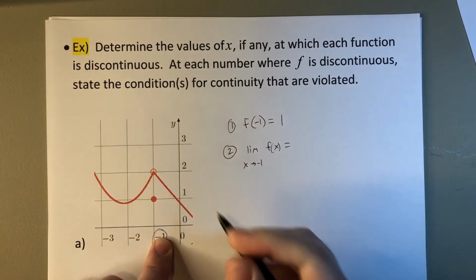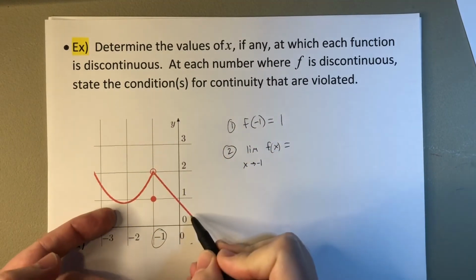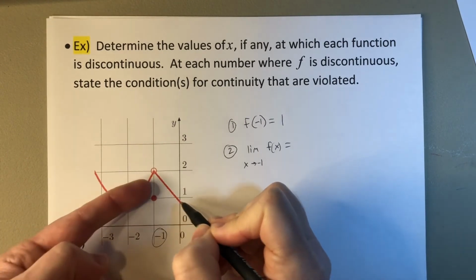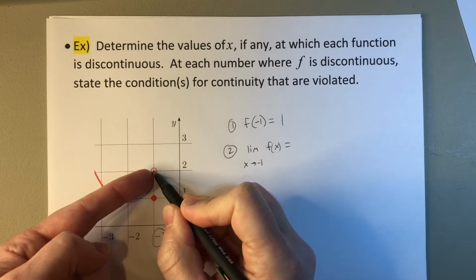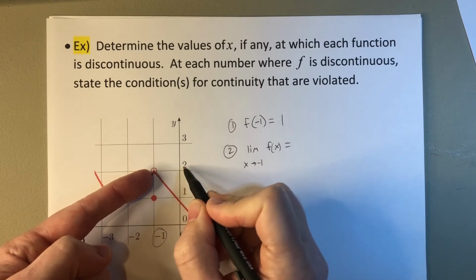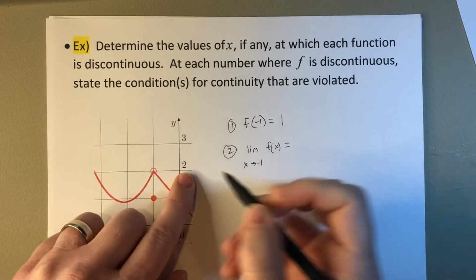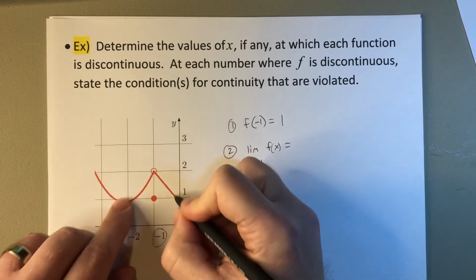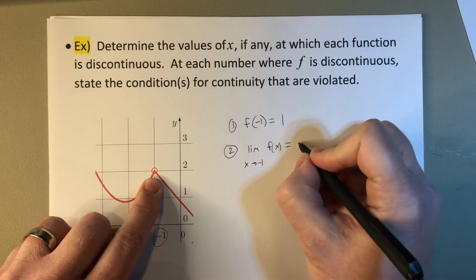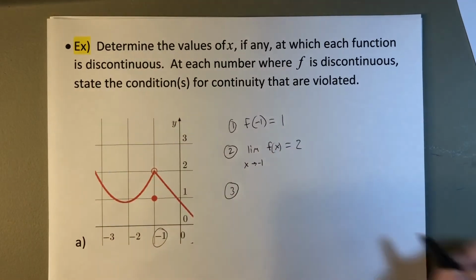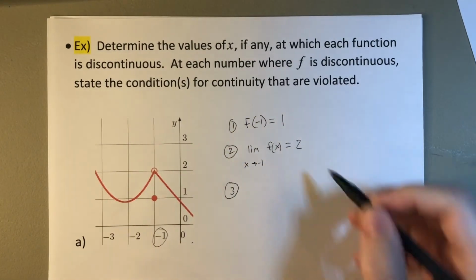Well, here again, we have to be approaching from both sides, and if we do that from the right and from the left, if we can home in on the same y value, then yes, the limit does exist. And in this case, yes, the limit does exist. It doesn't matter if it's defined here. We're looking at a limit. Okay, so that's going to be equal to 2. However, does number 1 match number 2? Does 1 equal 2? No.